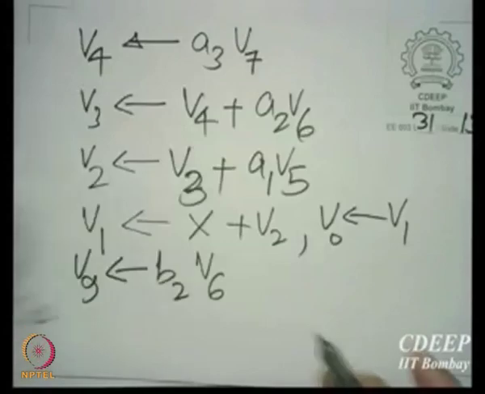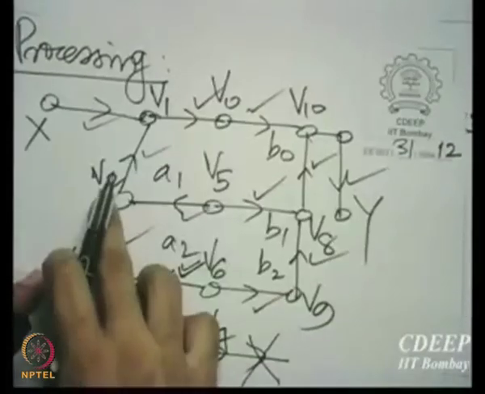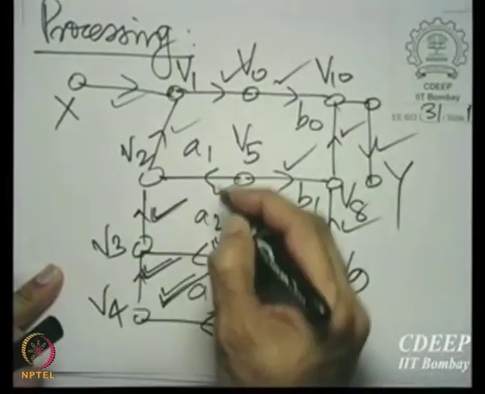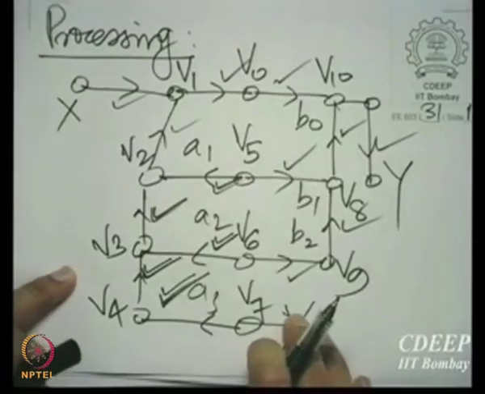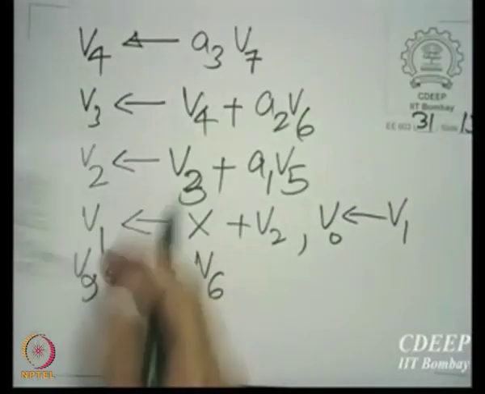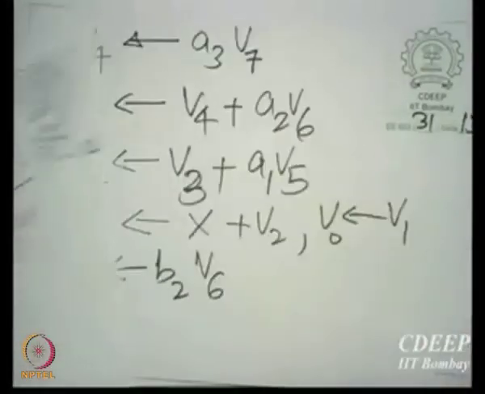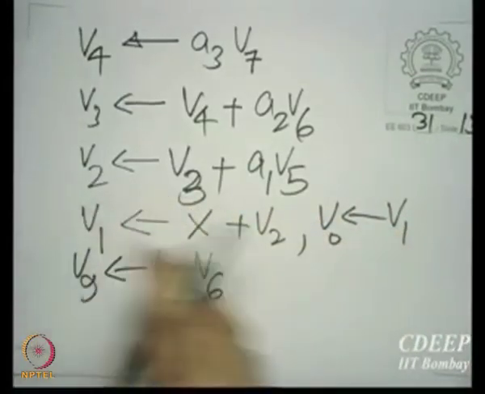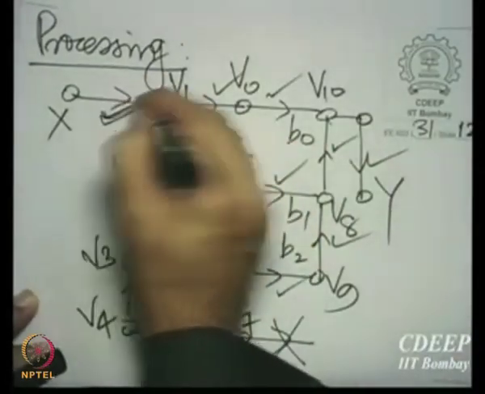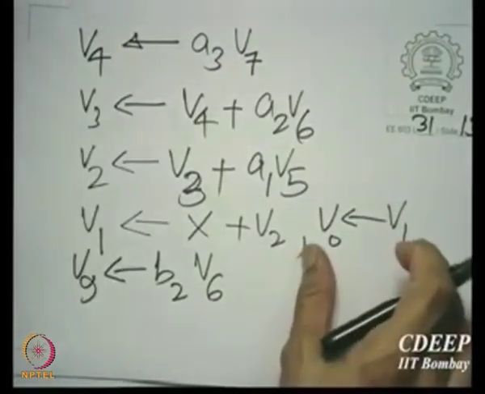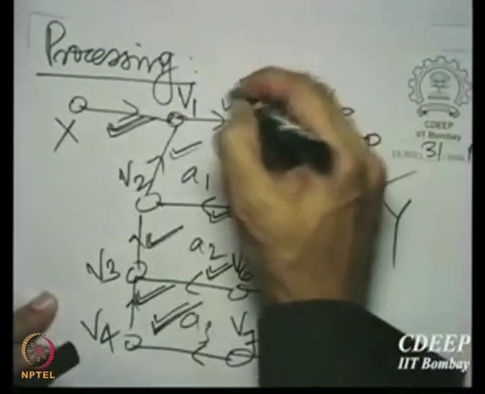The next step is to generate V2. So V2 is V3 plus A1 times V5. Following which we can generate V1. V1 is V2 plus X essentially. So V2 plus X generates V1. And V0, as you can see, simply is the same as V1. V0 takes what V1 has on it. We've taken care of these edges now.